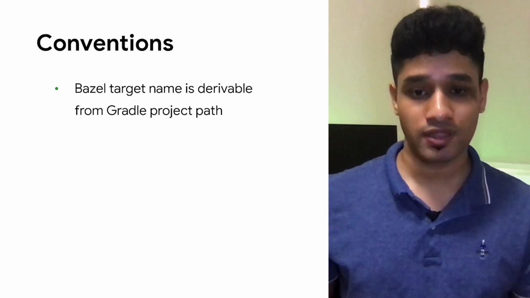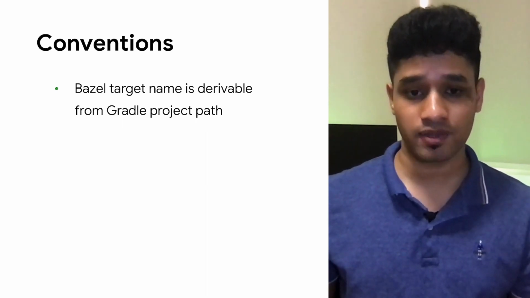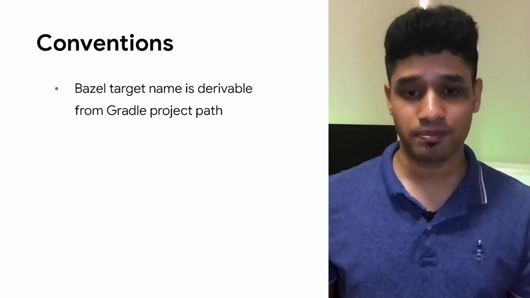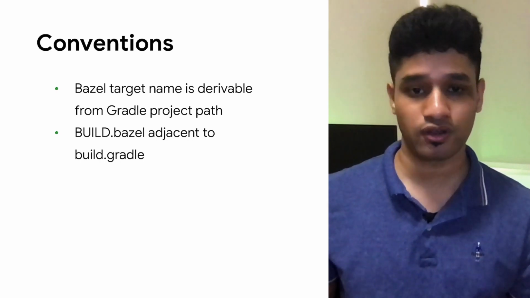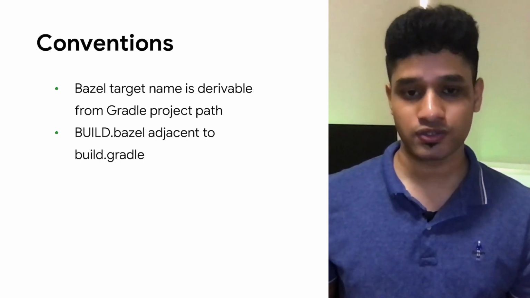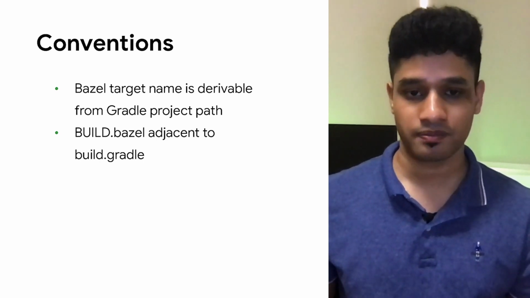So when we talk about code generation, we want to limit the number of edge cases that we might discover and have to deal with. One way to do that is to establish strong conventions that we can follow. For example, firstly, we want the Bazel target name to be always derivable from Gradle project name. This way, it would be easy to map dependencies and build files. Then we wanted to have a single build.bazel file adjacent to an existing build.gradle file. This allows us to easily map Bazel target name from Gradle project name.